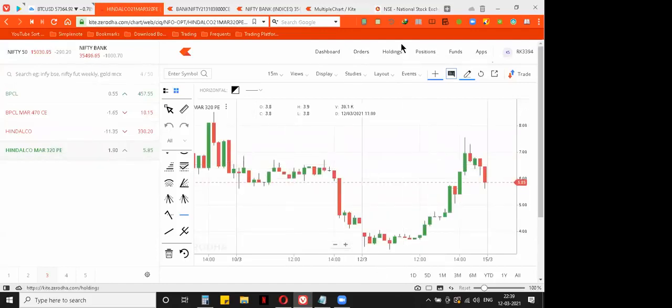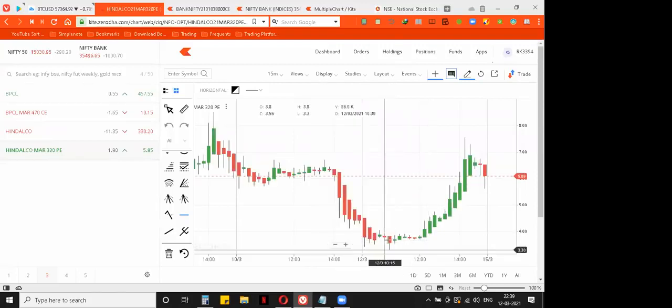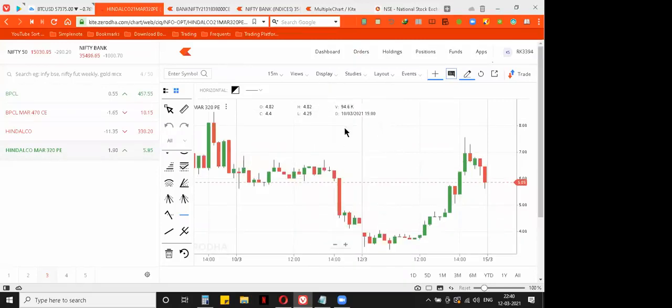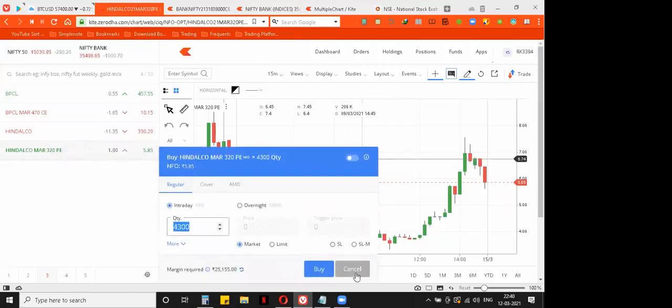So where did I get an entry? Based on my HeikenAshi chart, I look at the entry point. I would have got entry here, and maybe I would have continued with that trade. So if you look at the normal candle at this time, which is 10:30 in the morning, you would have entered above the high of this price, 3.75. And look where it went. You have doubled your money for a 4,300 lot size.